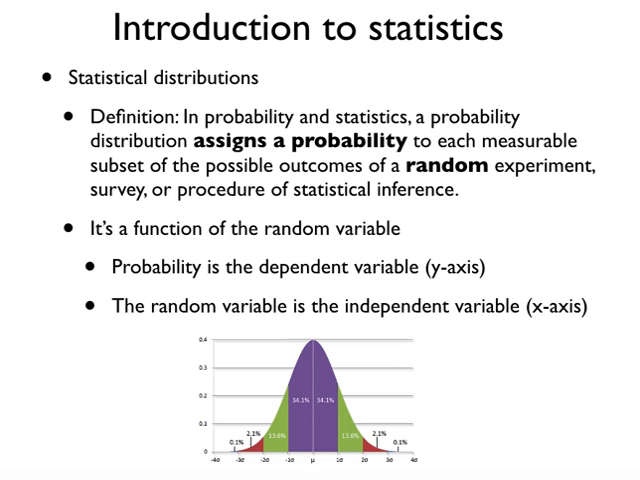Okay, so now let's go from random, and by the way, we'll talk more about random variables and that stuff. Now let's bring up the idea of statistical distributions. I'm sure that all of you have heard of distributions, probably know varying amounts about them. Distributions can be an important part of reliability. They're used in a couple of different ways, but I'll read through the definition. In probability and statistics, a probability distribution assigns a probability to each measurable subset of possible outcomes of a random experiment, survey, procedure, or statistical inference.